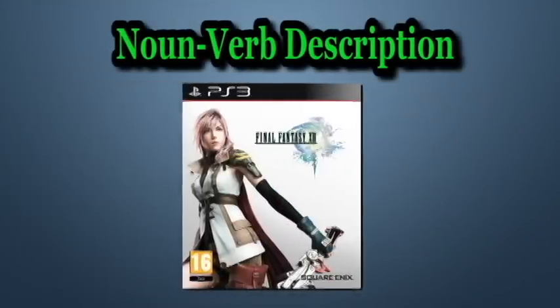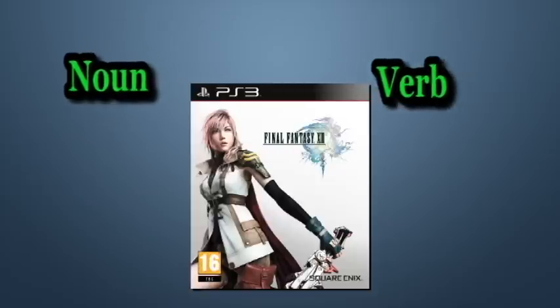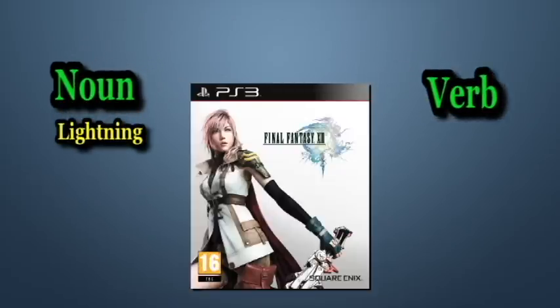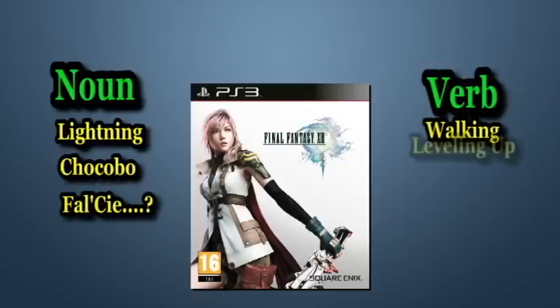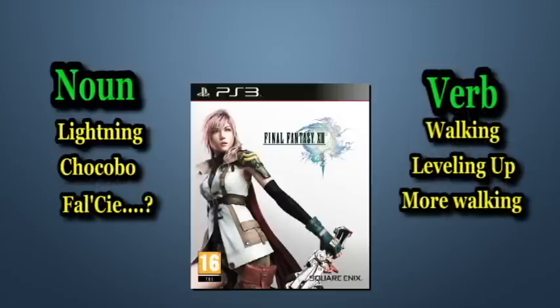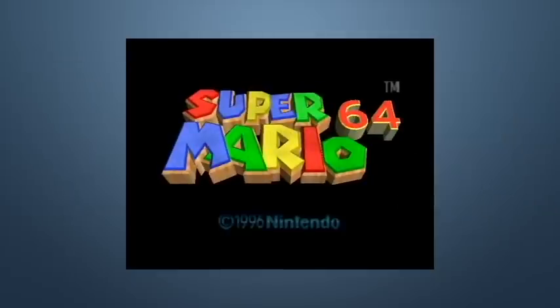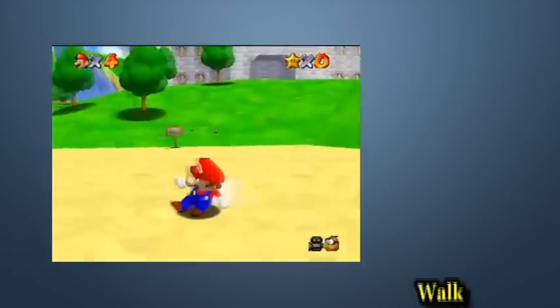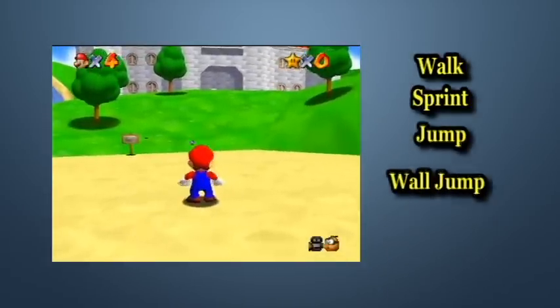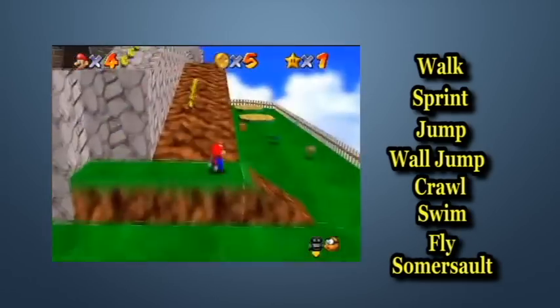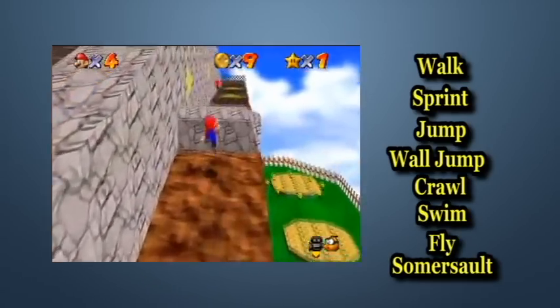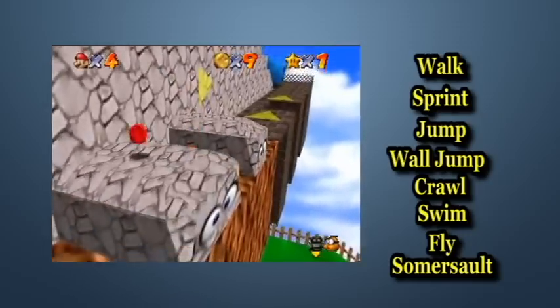If you're going to edit a game story, then what nouns are you using? Which nouns describe its atmosphere or setting? Meanwhile, if you're going to conceptualize a new gameplay mechanic, then what verbs best describe it? I mean, look at how many different ways you can simply maneuver in Mario 64. You can walk, sprint, jump, wall jump, yes, that is a verb, crawl, swim, fly, and somersault. The game constructs numerous puzzles and obstacles which can be resolved by using various combinations of these.